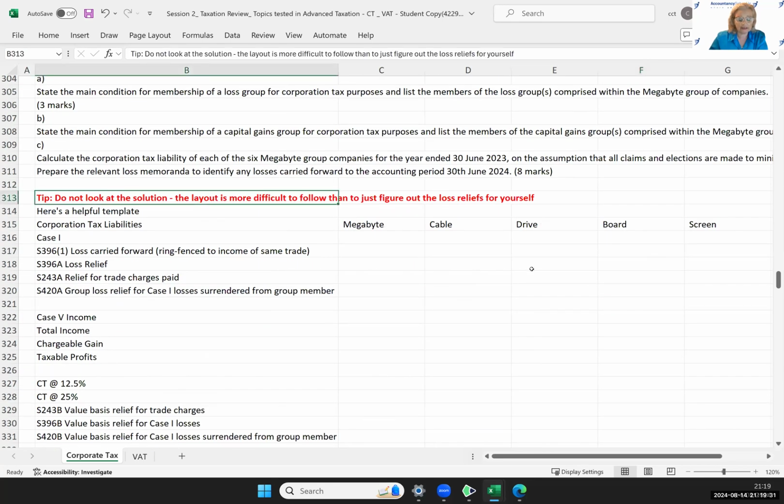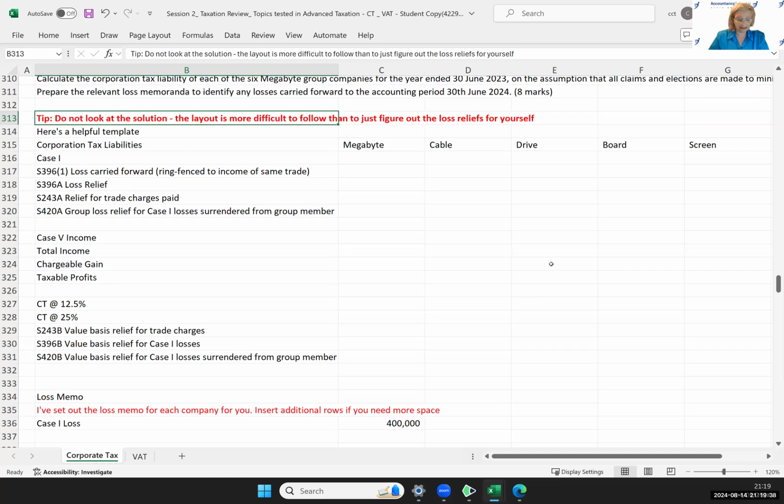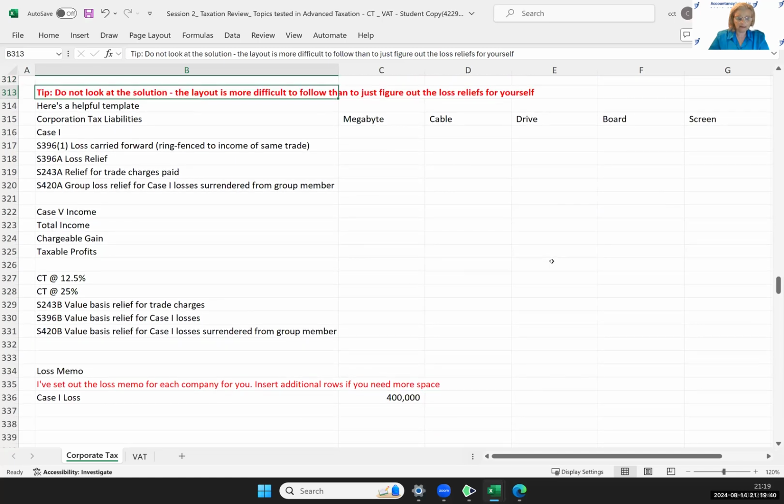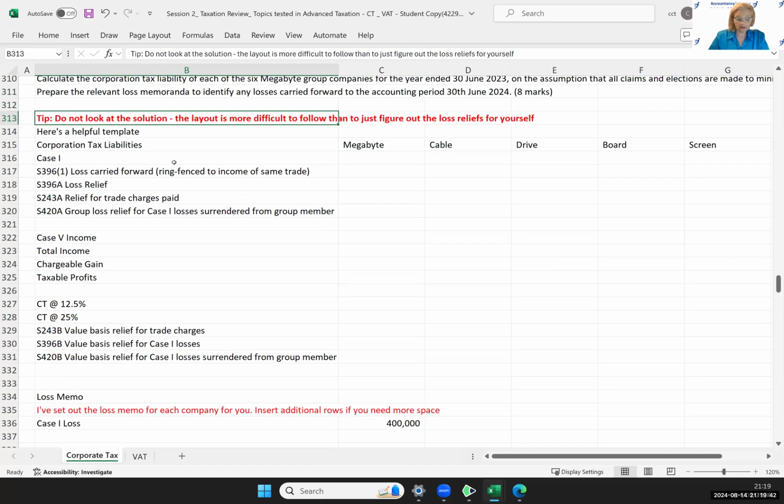Okay. Now, I've said, do not look at the solution. The layout is more difficult to follow than to just figure out the loss reliefs for yourself. So I've given you a template, to make it a little bit easier, and I will do up a solution then. It won't be there tomorrow. It'll be there before the weekend. I'll do up a solution with a step-by-step explanation of, oh, I did this, and I did this, and I did this. Is that okay?